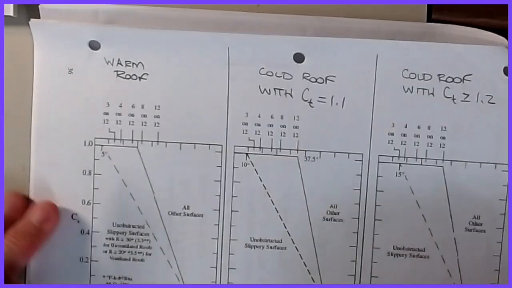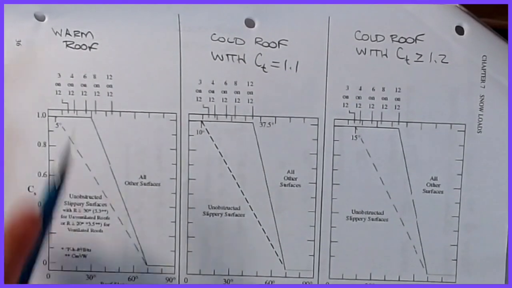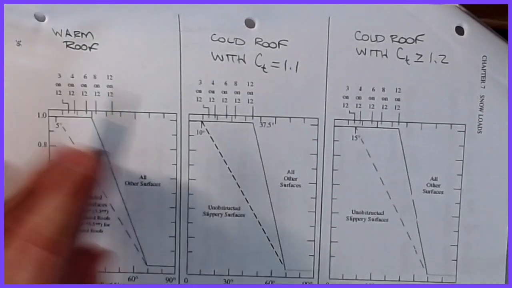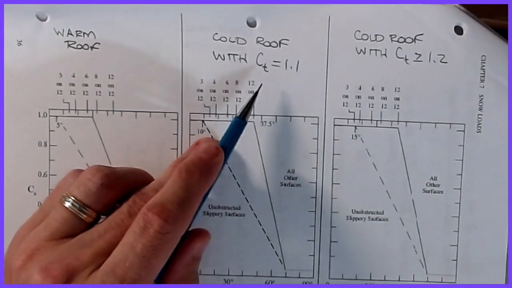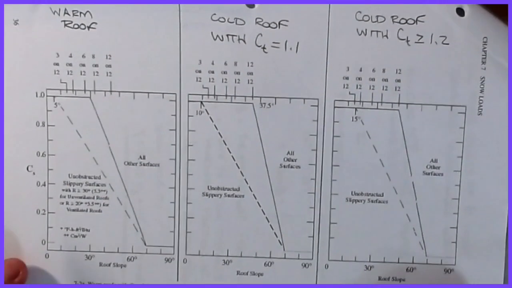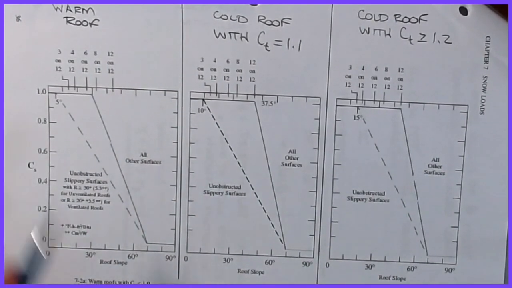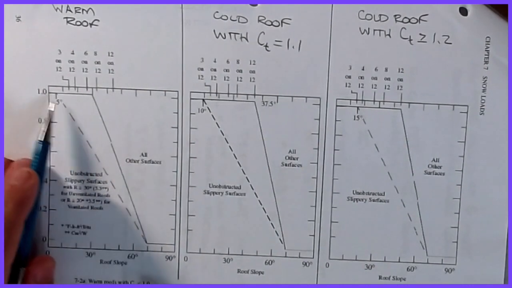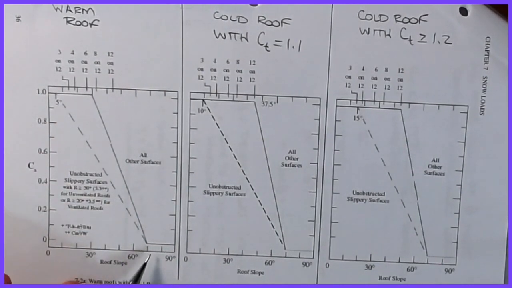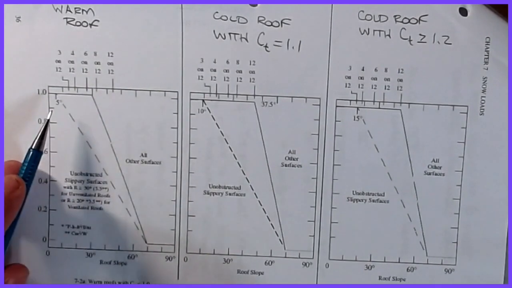There are basically three charts that show up on this. The first one is warm roofs with CT less than or equal to 1.0, then cold roofs with CT equal to 1.1, and then cold roofs with CT greater than or equal to 1.2. So you choose your CT factor, and that dictates which chart you go into. To get our CS value, there are these series of lines, and we're most often using the solid line. This has to do with the roughness of your structure. Is it some sort of corrugated system, or some sort of very smooth metal roof system where things will just slide off in sheets?